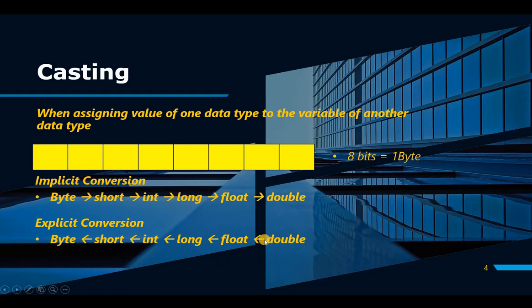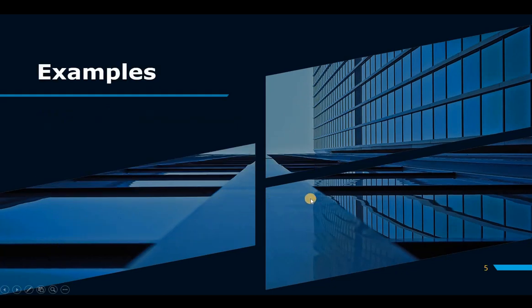Because if you recall, ints are whole numbers, so are long and short. So if I'm taking a decimal number and I'm putting it inside a whole number, then I will automatically lose the decimal portion of it. So let's look at some examples to clarify this concept.